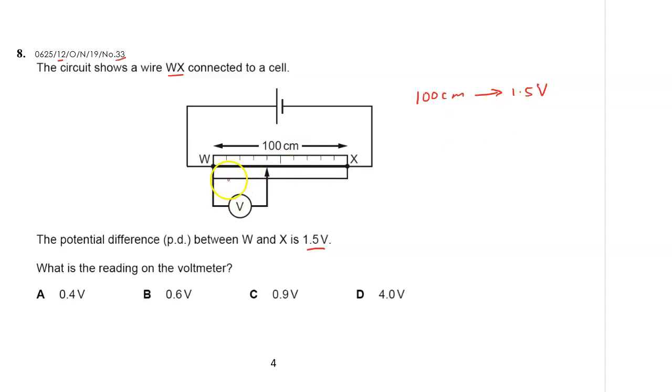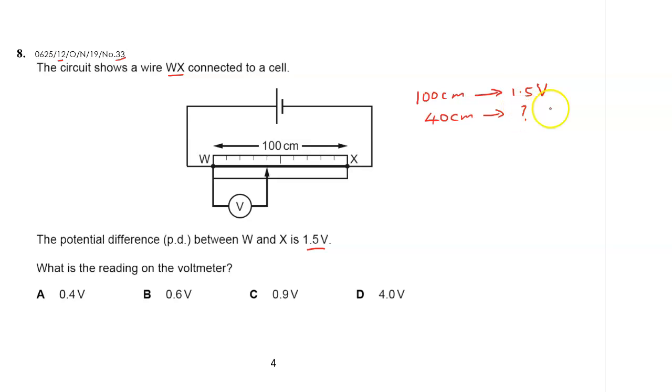Now, when you count the divisions where the voltmeter is connected, it is 1, 2, 3, 4. Of course, 100 centimeters is how many divisions? 1, 2, 3, 4, 5, 6, 7, 8, 9, 10. So each division is 10 centimeters. All right, so then 1, 2, 3, 4 will mean 40. So if 100 centimeters is 1.5 volts, how much is 40 centimeters going to be?